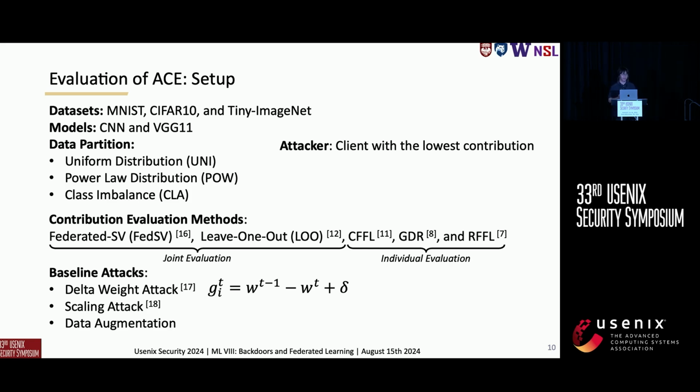We also evaluate our attack using 5 state-of-the-art contribution evaluation methods, including FedSV, LO, CFFL, GDR, and RFFL, which span both joint evaluation-based and individual evaluation-based methods. And since there is no previous attack on contribution evaluation, we also modified some existing model poisoning attacks from the literature, including delta weight attack, scaling attack, and data augmentation, as our baselines.